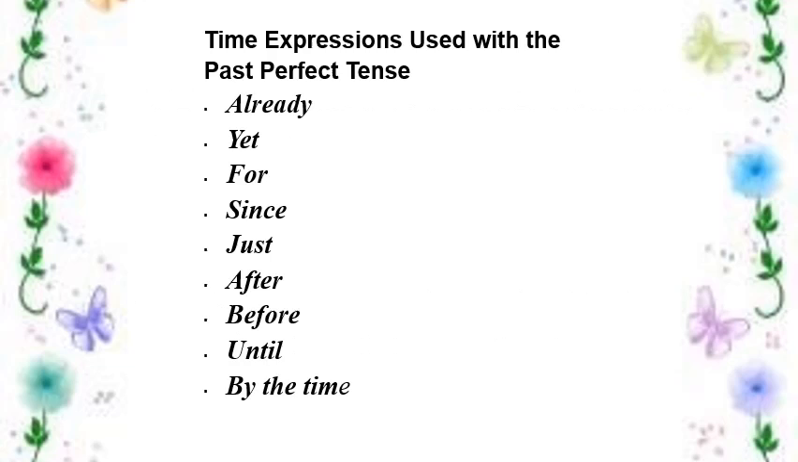Time expressions are very important in past perfect tense as they tell about the action's time, that when the action had happened in the past. And here are some common time expressions that we use: already, yet, for, since, just, after, before, until, by the time.